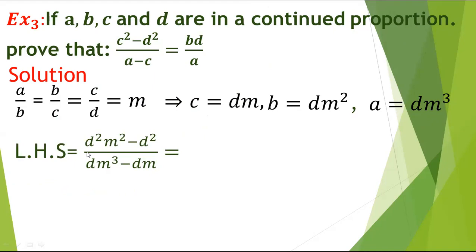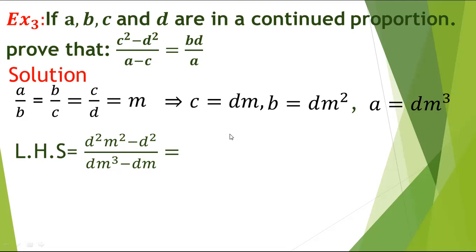Left hand side equals C power 2. See here Dm, then Dm all power 2 equals D power 2 M power 2. Distribute the power over multiplication. D power 2 M power 2 minus D, write D as it is, D power 2, divided by A equals Dm power 3, write Dm power 3, minus C, Dm.